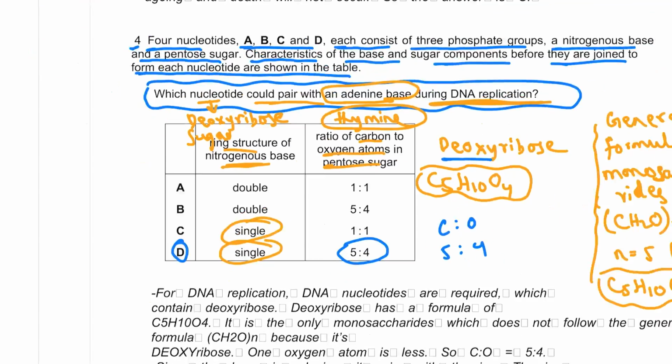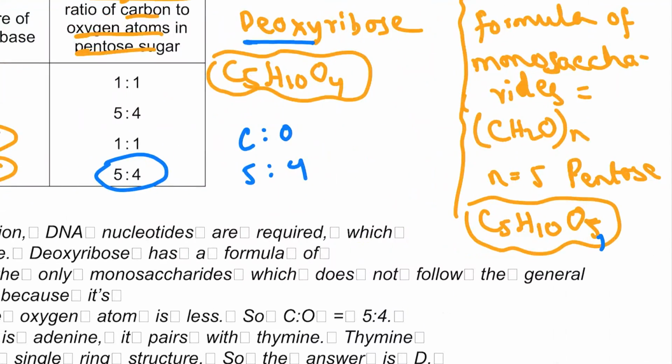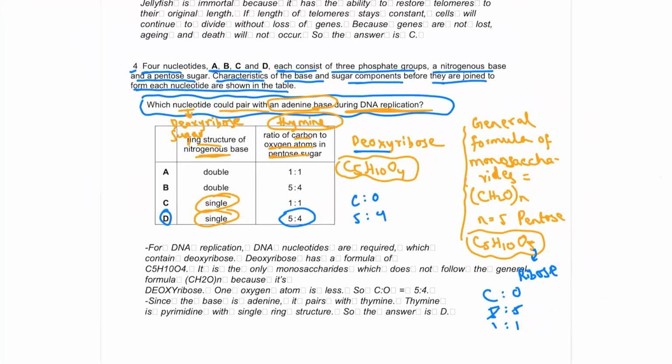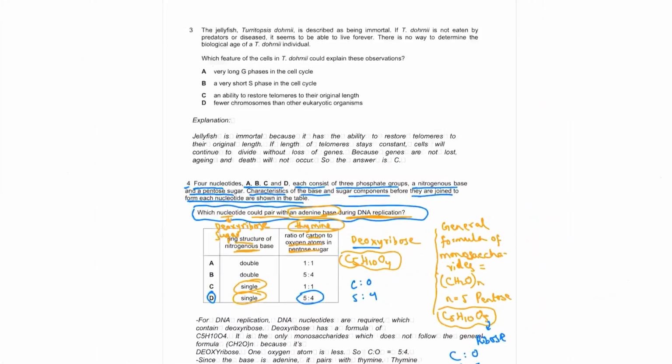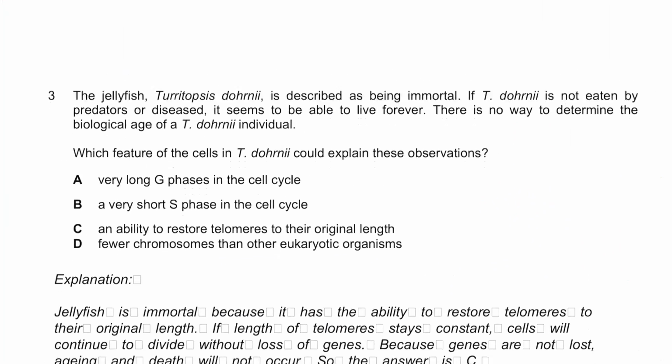Let's say if we talk about ribose, so ribose will have this formula. In case of ribose, the carbon to oxygen ratio will be 1:1. 5:5, which will be cancelled out to 1:1 in case of ribose. Okay, MCQ number 3.